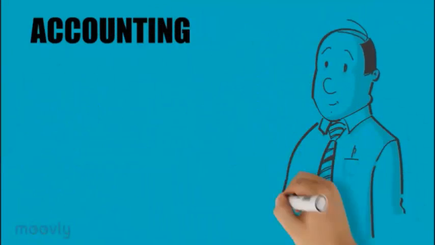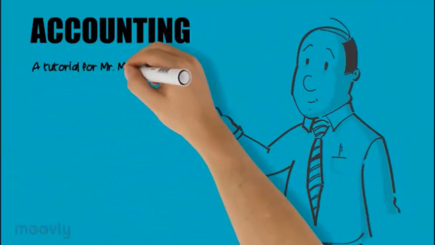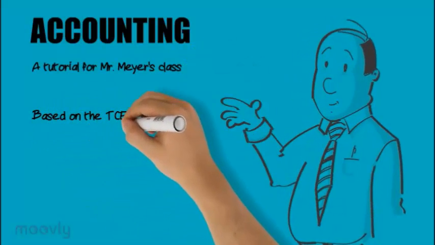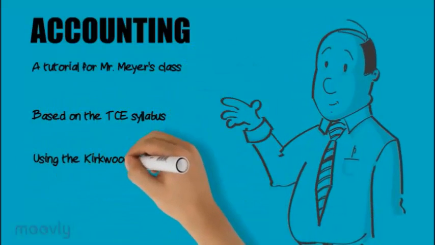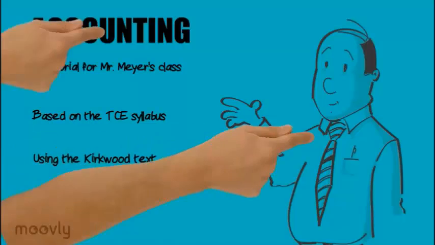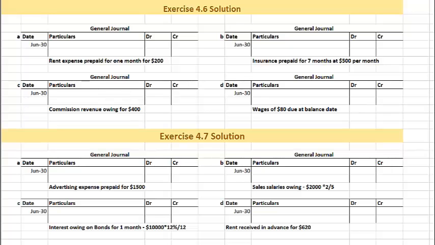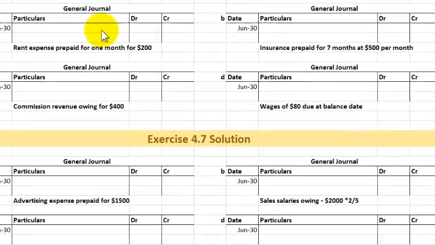This tutorial is going to show you in detail how to answer exercise 4.6 and 4.7, the first balance day adjustment entries, which are very important, and you'll find those on page 112. Alright, the first exercise, you don't have to work out anything using the calculator.